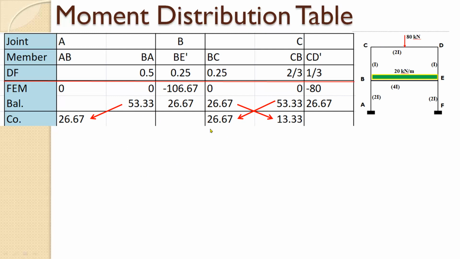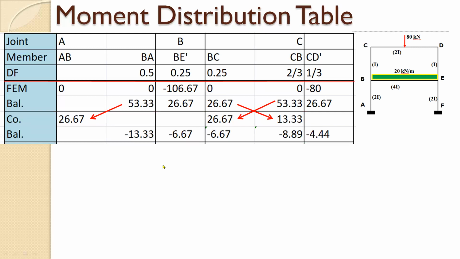Once you calculate carryover moments, again at the joint, the summation of moment is not equal to 0. Therefore, we have to distribute it again. This is called balancing. This moment multiplied by 0.5 balances BA, then this multiplied by 0.25 and this multiplied by 0.25. Similarly, at this 13.33, we have to balance by multiplying by 2 by 3 and 1 by 3 with opposite sign. So you will get the balancing moment like this.